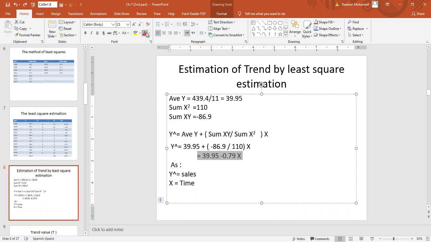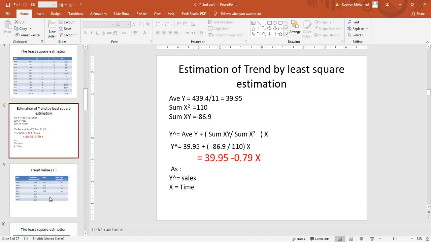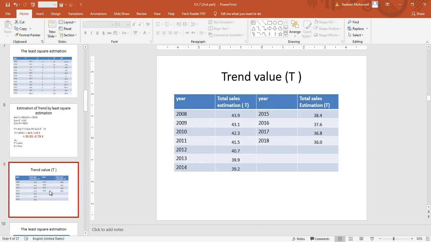This equation is so important. Put it in your mind. I will use this equation later in order to forecast the upcoming year. And don't forget that y hat represents the sales and x represents the time. Okay, move to another slide here.